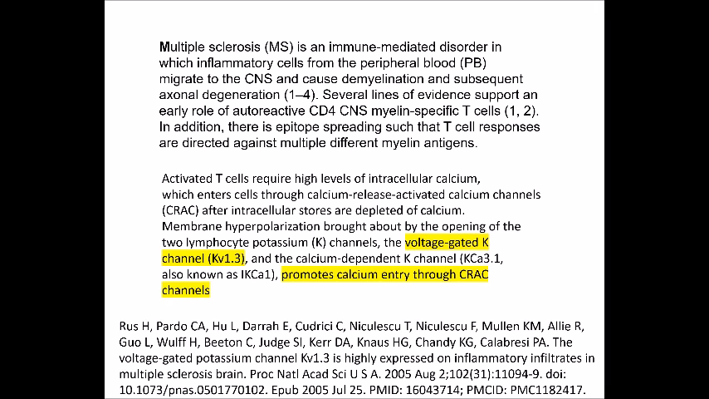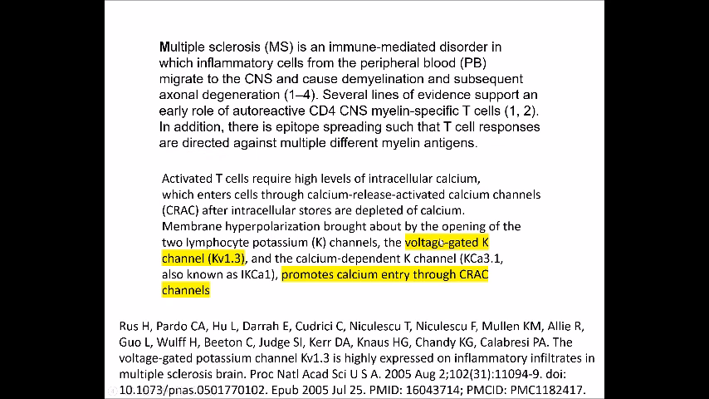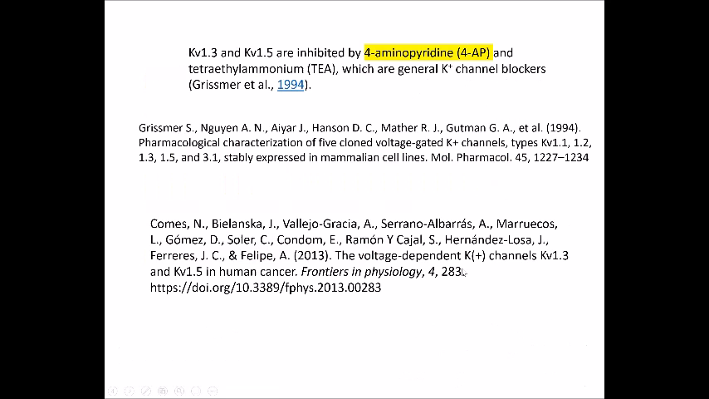Or maybe it's a combination of both. So Kv1.3 channels, which 4-aminopyridine binds to, are on these T cells, and that way it might be helpful, because then they won't release these destructive proteases called granzyme B that can actually damage cells. All right, so that's quite interesting. And just to make sure that we see this, 4-aminopyridine blocks those particular potassium channel types on those activated T cells.